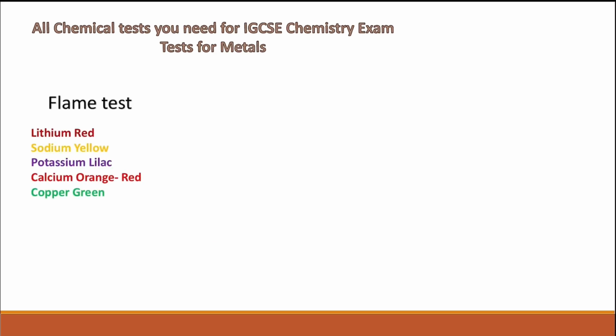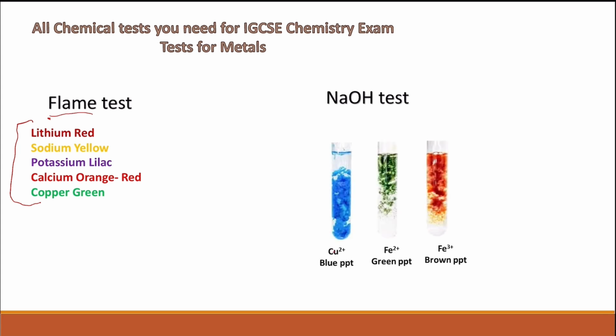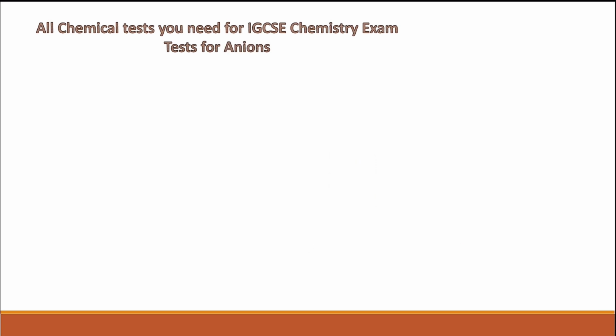Test for metals, the flame test. Please make sure that you memorize the colors of the different metals in the flame test. And the sodium hydroxide test, we use it for only 3 different cations. Copper 2+ will give you a blue precipitate with sodium hydroxide. Iron 2+ will give you a green precipitate, and iron 3+ will give you a brown precipitate.